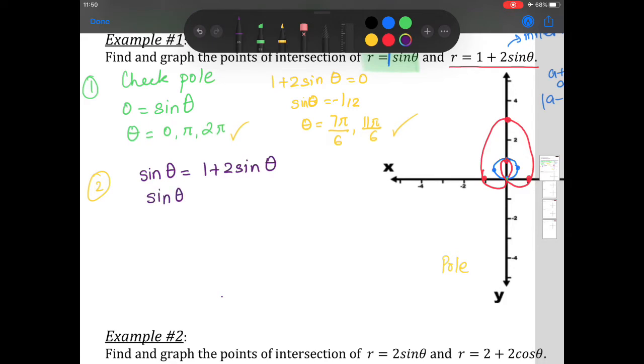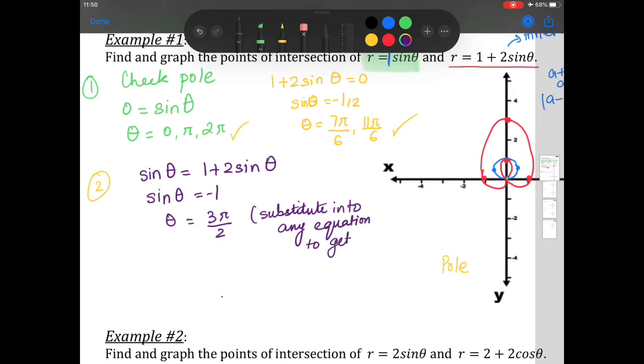Sine theta is equal to negative 1. So for where is sine negative 1? It is negative 1 at 3 pi over 2. So you got your theta, but you need to find r. What do? You can actually take this theta and substitute it into any equation and find r.